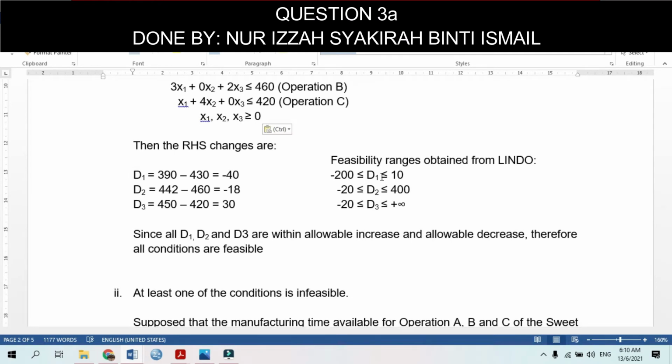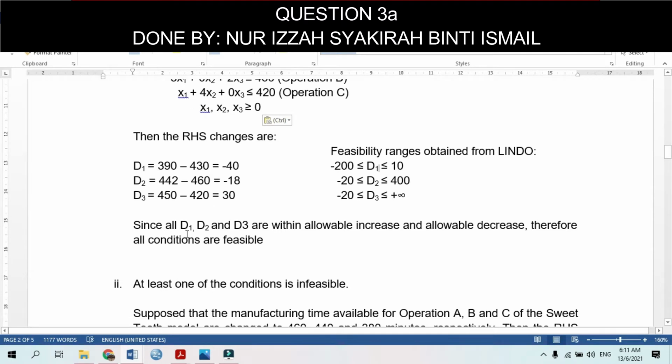For D1, the minimum range or the allowable decrease is up to 200, and the maximum range or the allowable increase is up to 10. While for D2, the minimum range or allowable decrease is up to 20, and the maximum range or the allowable increase is up to 400, while the minimum range or allowable decrease of D3 is up to 20, and the maximum range or allowable increase is infinity. And since all D1, D2, and D3 are within allowable increase and allowable decrease, therefore all conditions are feasible.